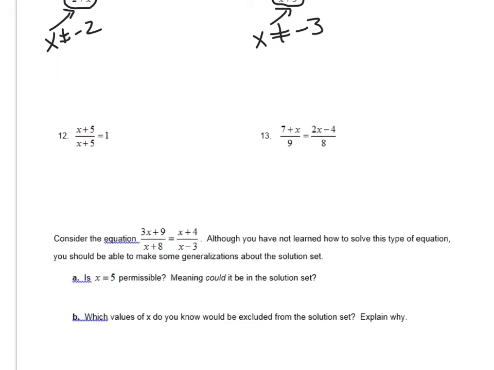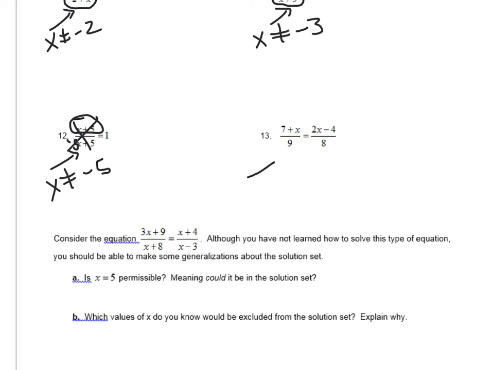For number 12, x cannot be negative 5. And that has nothing to do with this part up here. Doesn't matter what's in the top. x cannot be negative 5 because negative 5 plus 5 would give you 0 in the bottom, making that fraction undefined.